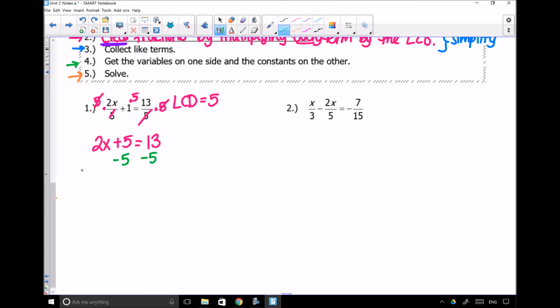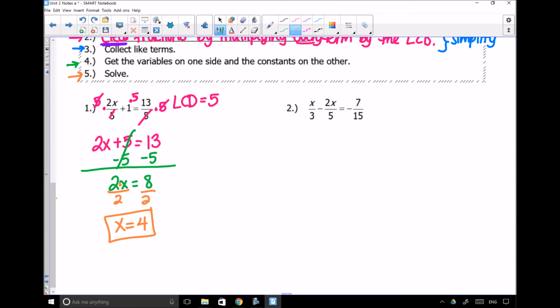Well, whatever I do to one side, I'm going to do to the other. So 5 minus 5 is nothing. It cancels out, so I end up getting 2x equals 8. And then my last step is to just solve my equation like I normally would. Since this is multiplication, the opposite of multiplication is division. So I divide both sides by 2, and I get x equals 4. And I'm all set for that question.